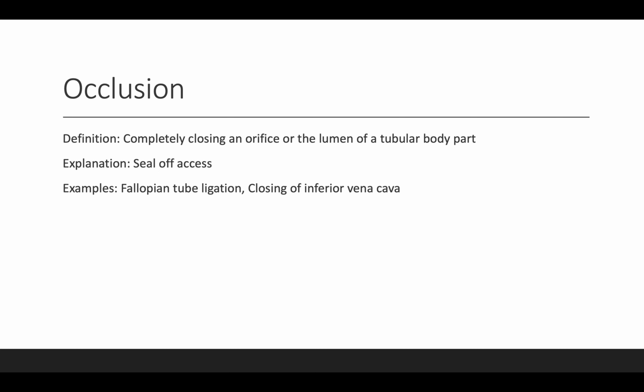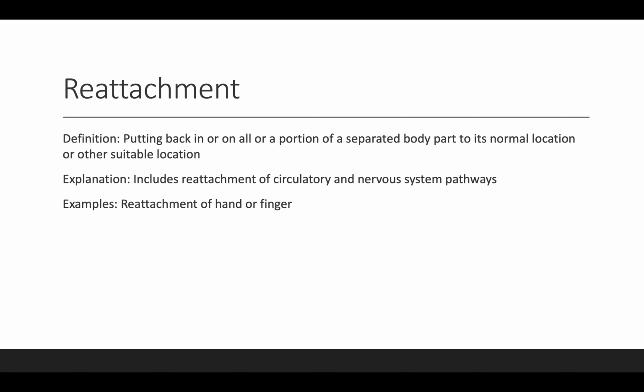Occlusion root operation. Definition: completely closing an orifice or the lumen of a tubular body part. Basically, this seals off access. Examples are fallopian tube ligation and closing of the inferior vena cava. Anything that needs to be closed and sealed off uses the root operation occlusion. It can be done with a device or it can be cauterized, but the information about that would be included in the medical documentation.